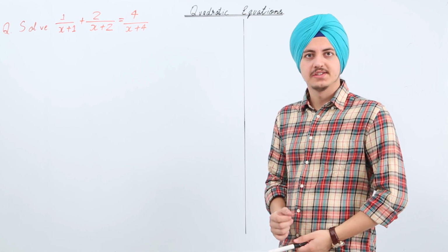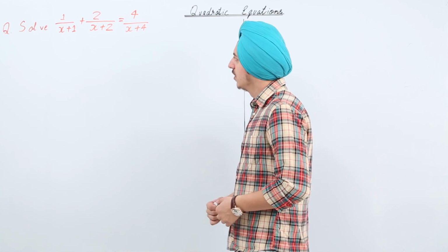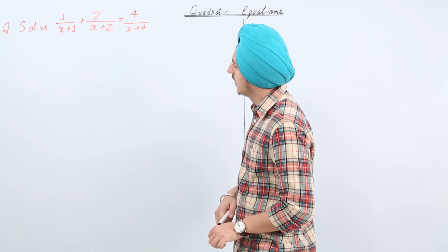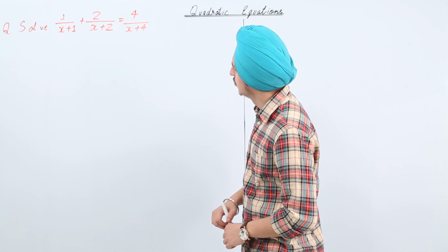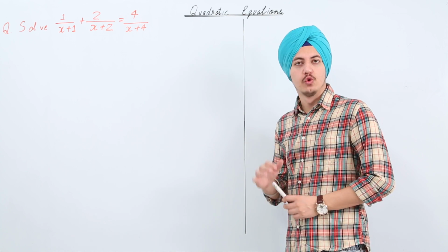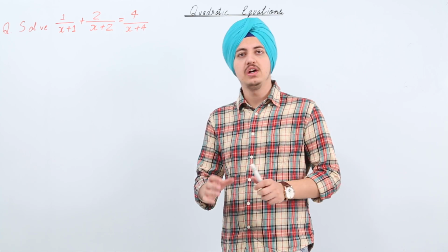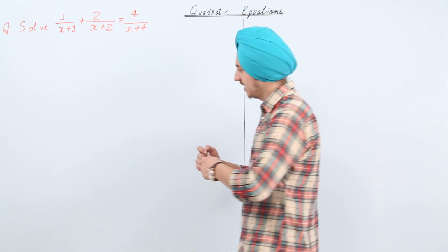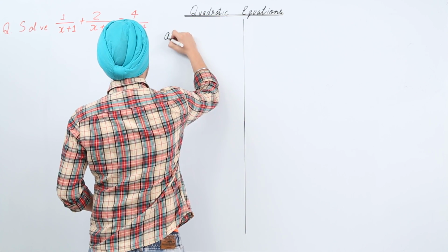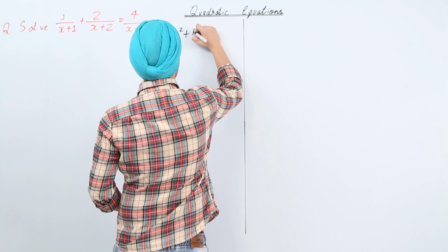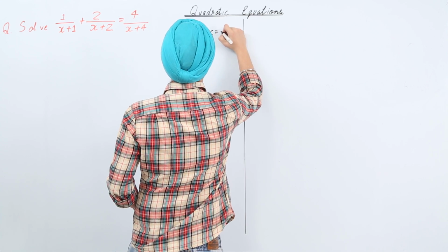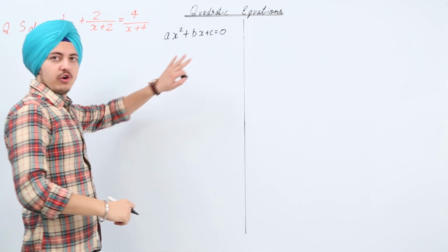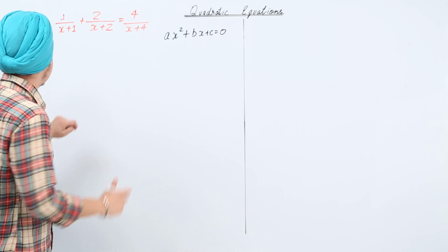Now the next question says solve 1 by x plus 1 plus 2 by x plus 2 equal to 4 by x plus 4. We have to solve this using the quadratic formula. So first of all we will have to get this into the form of ax square plus bx plus c equal to 0. For doing that I will take the LCM of these two.